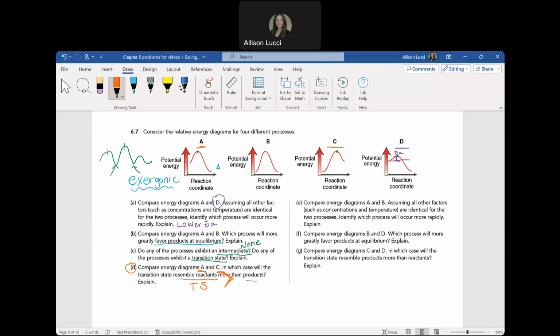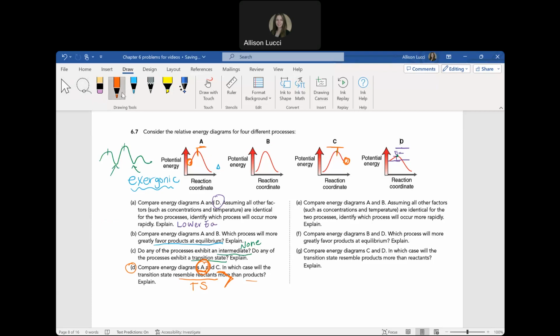So in A here, we see that we have an exothermic reaction, and our reactants look more like our transition state. They're closer in energy. And then in C here, we have an endergonic process where reactants are lower in energy than our products. Products are higher in energy, and they resemble the transition state. So we want to know reactants resemble transition state. So we would go with process A in this case.